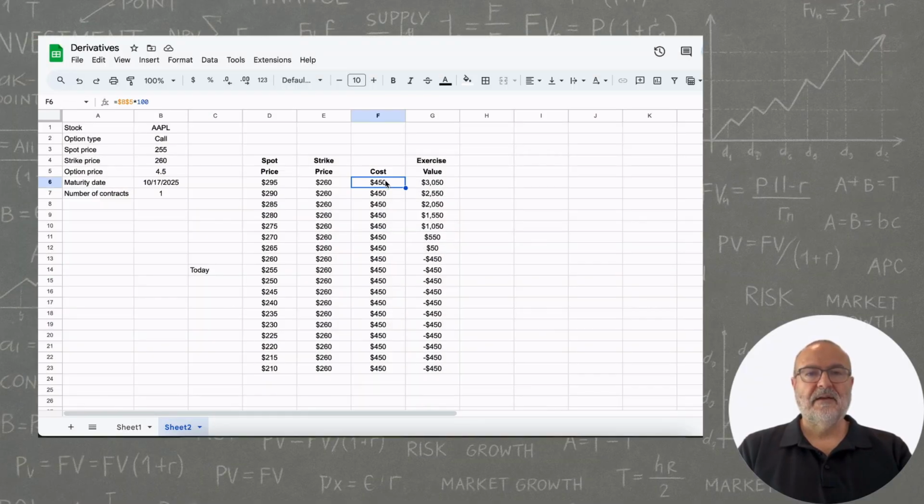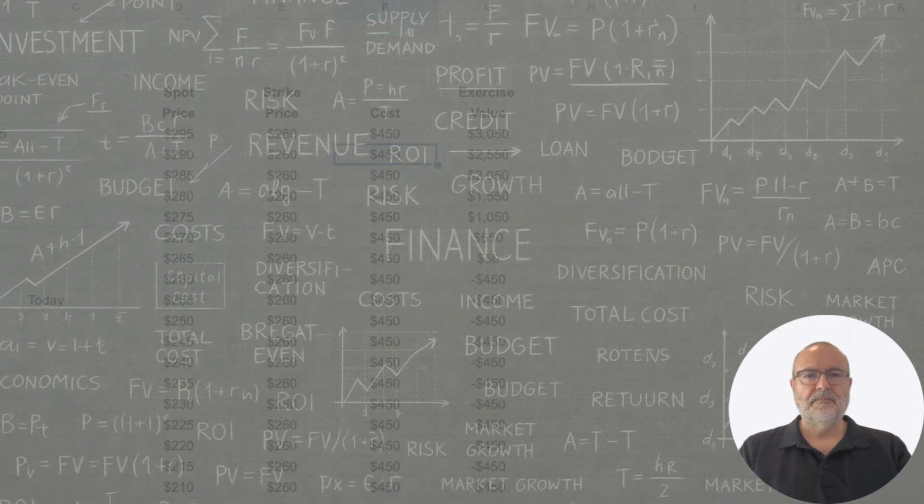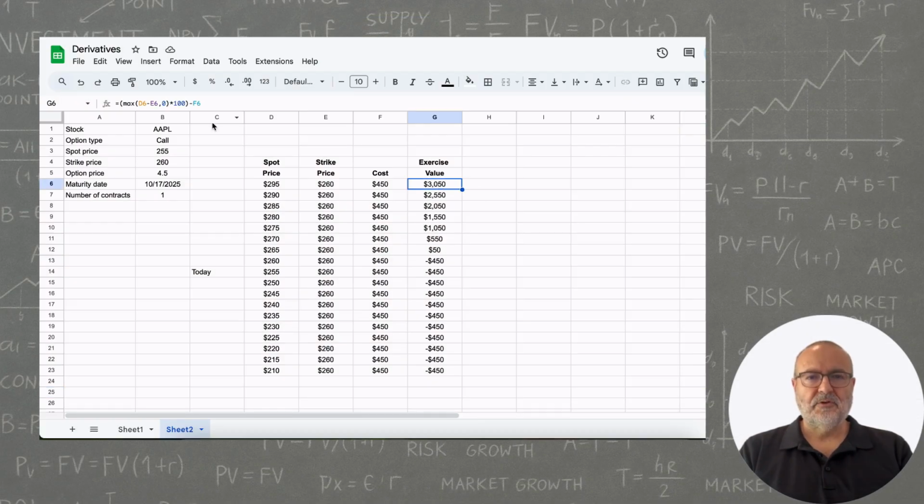Next, let's add the number of contracts to the cost. We will simply multiply the cost per contract with the number of contracts. Next, let's add the number of contracts to the exercise value. Similar to the cost, we will multiply the exercise value per contract with the number of contracts.